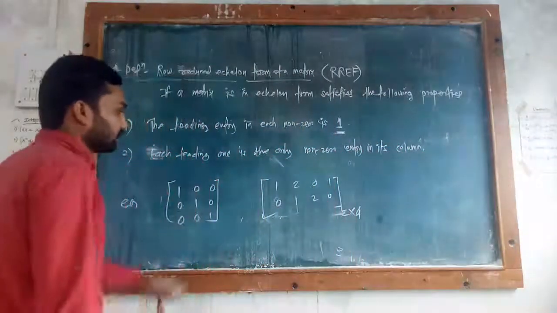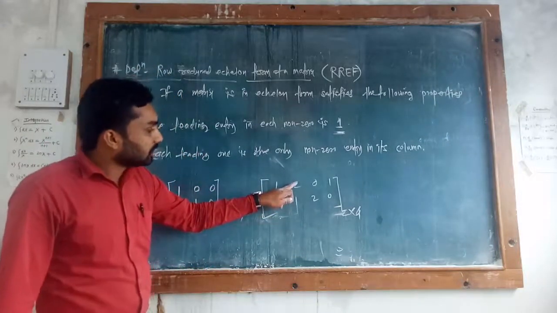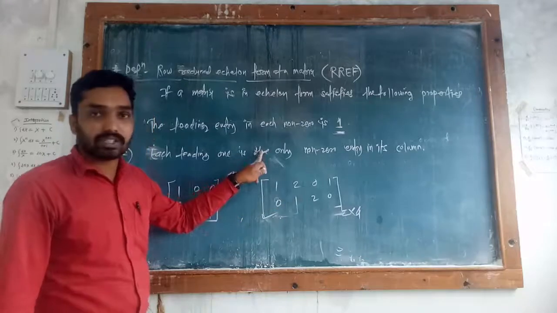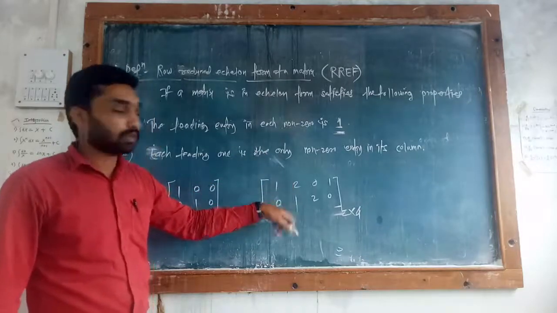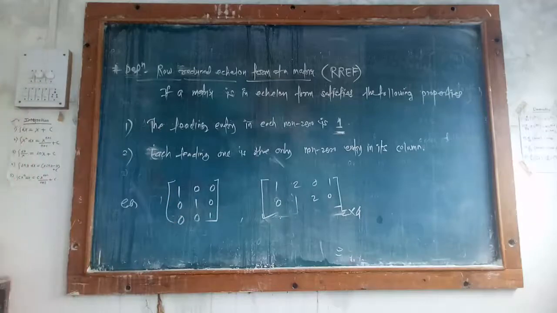That means we will reduce this matrix into an upper triangular matrix. Okay? If there is 1, then the second property is not satisfied, because the leading entry 1 in the second column is the only nonzero entry in that second column. So this is your example of row reduced echelon form.